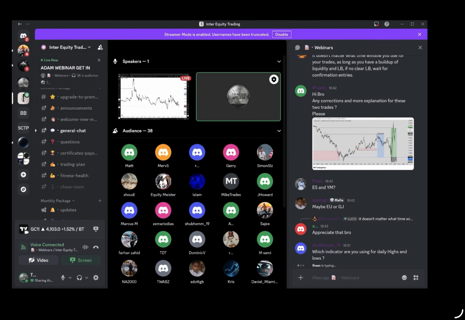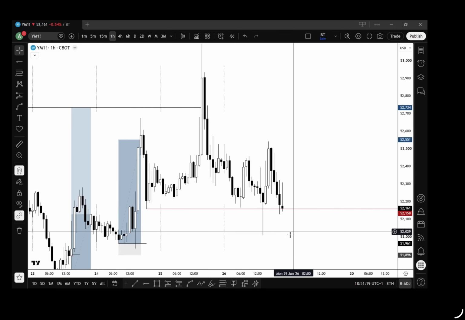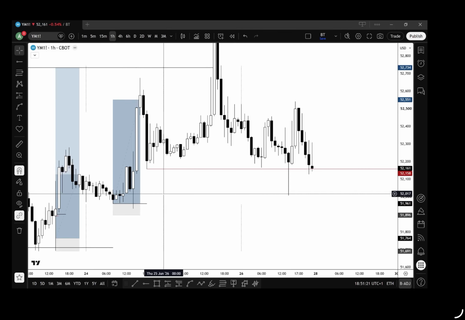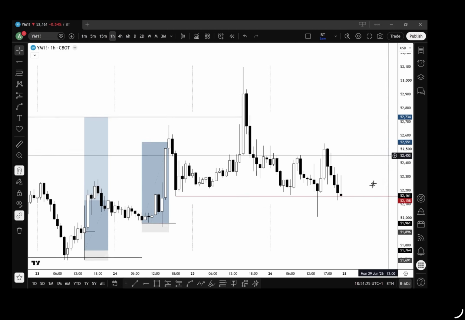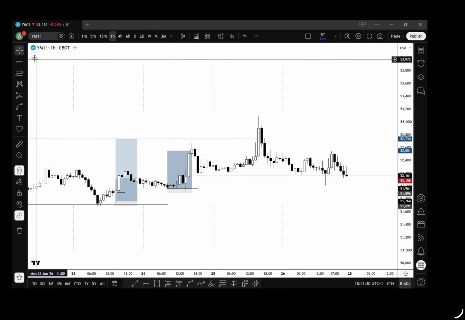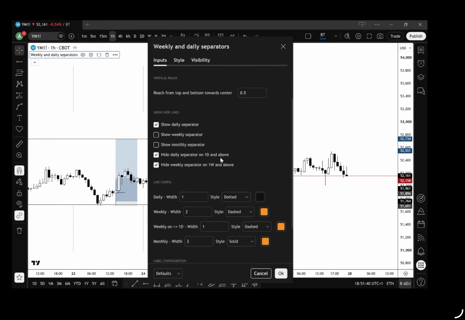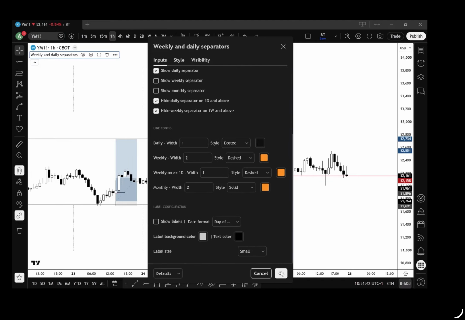Daily highs and lows. I'm just testing this separator out at the minute. It's just giving me a good indication of what we're doing each day. It's not really giving me the highs and lows. It's called weekly and daily separators. I'm not sure who by. If you just type that in, yeah.